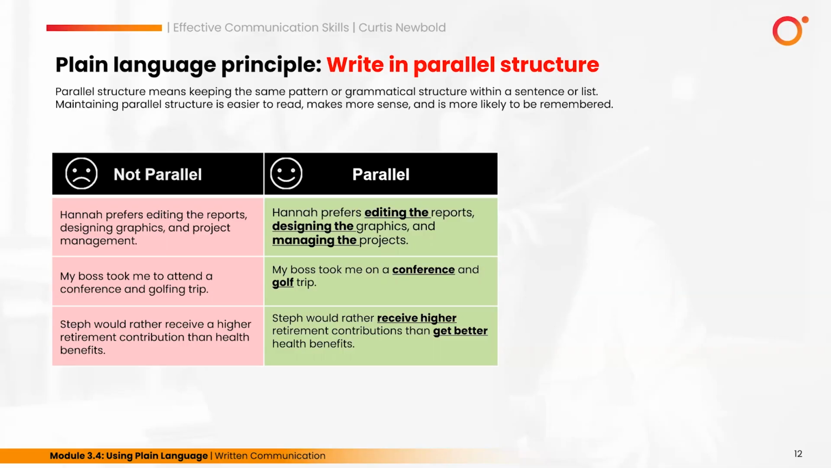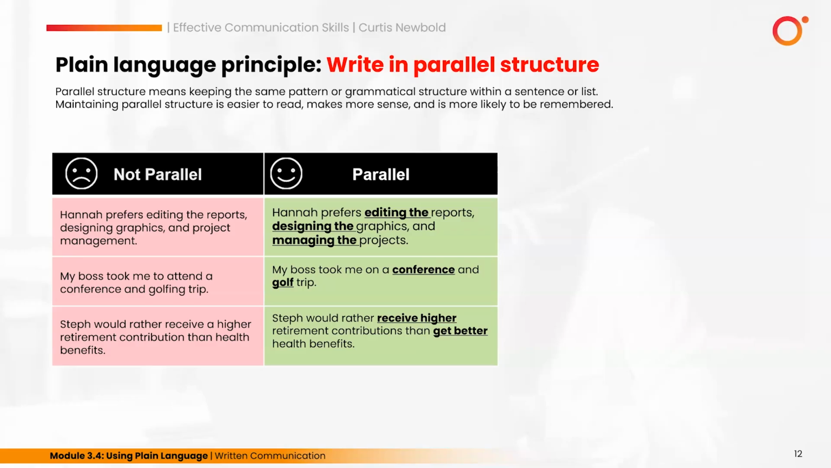So let's look at what parallel structure means in an actual sentence. There on the left, not parallel: Hannah prefers editing the reports, designing graphics, and project management. You'll notice it feels a little bit clunky there at the end. Project management doesn't have that verb phrase.